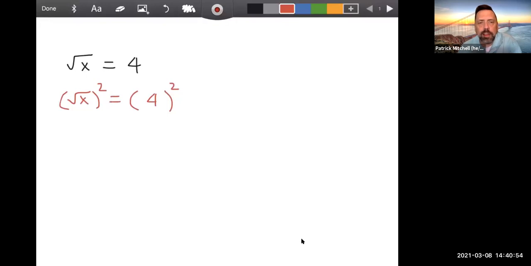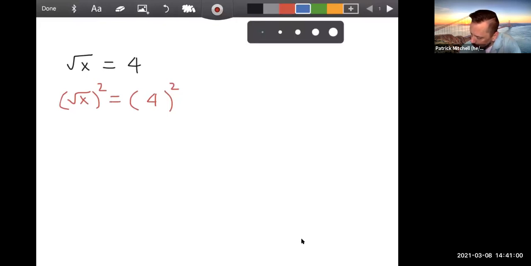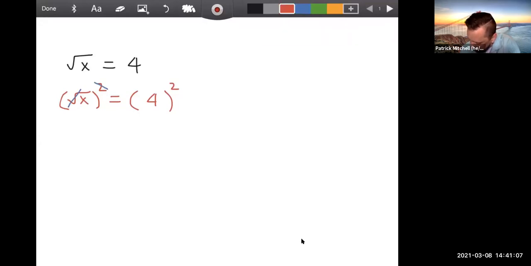All right, so this has come up in a couple of different sections now. When you square the square root of x, you can kind of think of that as the square and the square root cancel each other out and just leave you x. And of course, 4 squared is 16. So it looks like we're done. So let's do the check now.